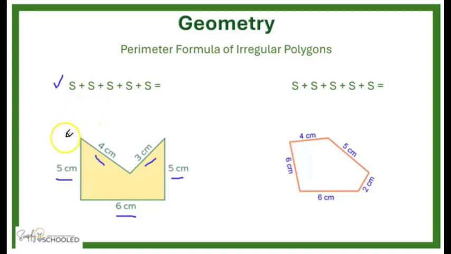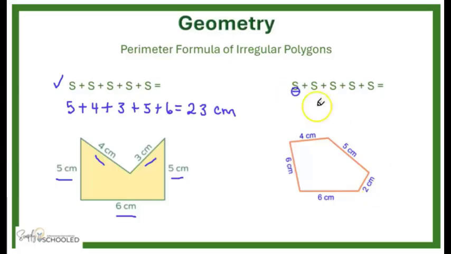To use that formula, we would apply each side to the measurement. 5 plus 4 plus 3 plus 5 plus 6. We would simply add those together and you end up with 23 centimeters. The same is true for this shape. Again, there are 5 sides, so in order to apply the formula, you would add each one of these sides together. That is the simple formula for finding the perimeter of irregular polygons.